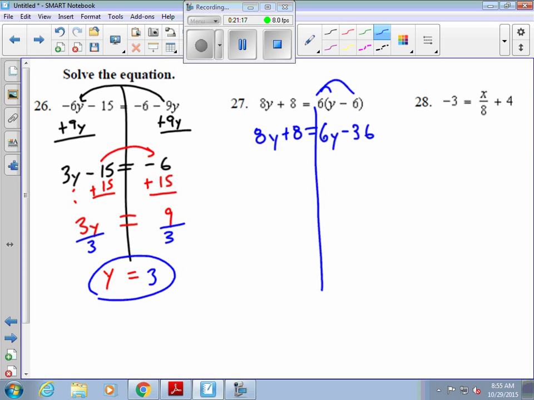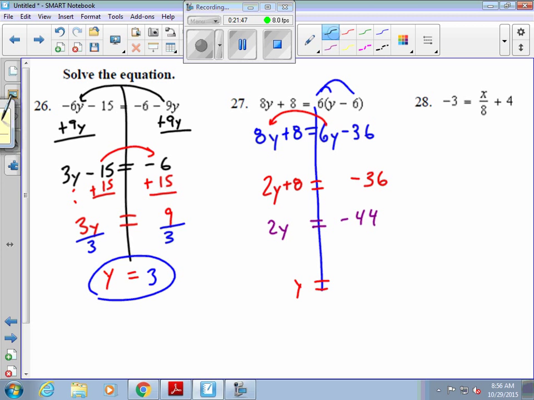You want to get y by itself, bring the smaller, always collect your variables on the same side. Bring the smaller 6y over by subtracting it. 8y minus 6y is 2y. You still have plus 8, and you still have equals, don't lose this, negative 36. 2y's on the left-hand side, so we're trying to get our y's by themselves. So subtract everything else on the other side. Subtract 8 on both sides. 2y now is equal to, if you subtract 8, negative 44.